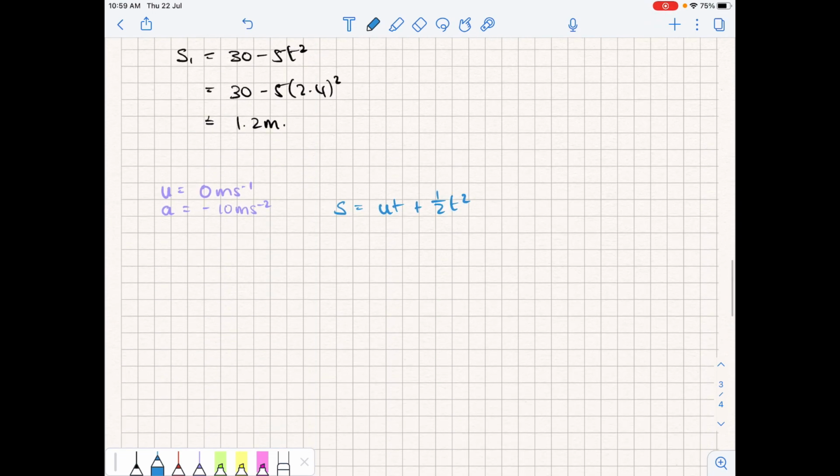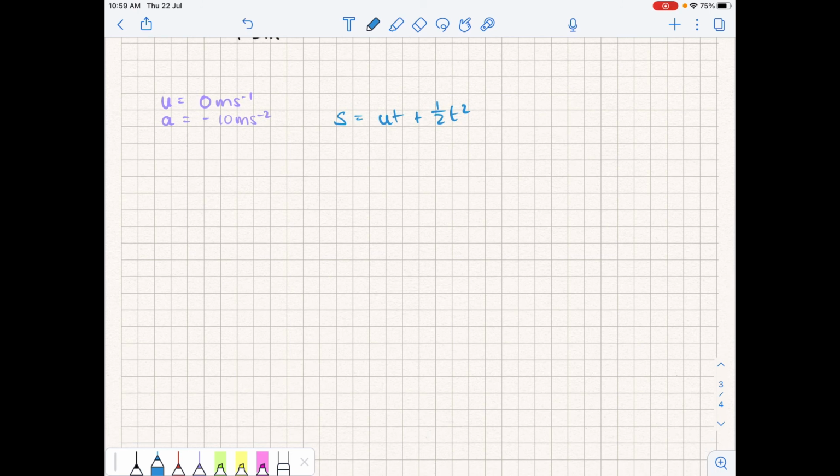So if we ignore the initial displacement and just create a function of time, we say displacement is equal to our initial velocity times time, which is 0, plus a half times minus 10 as our acceleration times time squared. Let me clean this formula up. This is going to give me a displacement function of minus 5t squared.